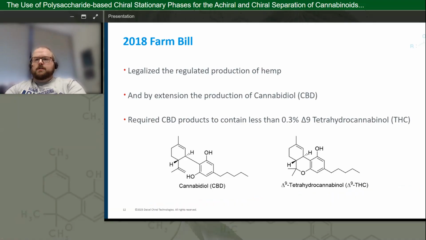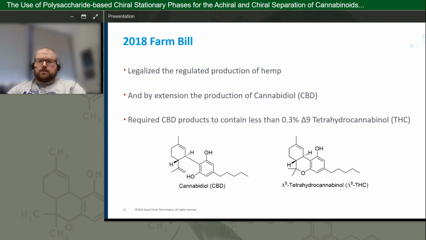So initially, the focus was on the quantification of delta-9 THC. Based on the Farm Bill, legalization of the regulated production of hemp, by extension, meant that the production of CBD was also now legalized, but it required that any hemp extract or CBD products being produced had to contain less than 0.3% by weight of delta-9 THC, tetrahydrocannabinol.